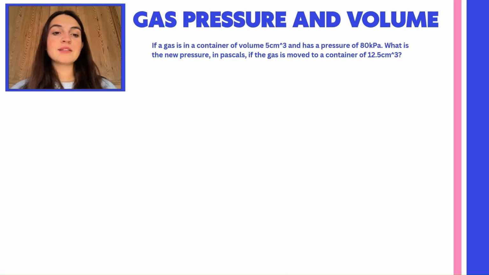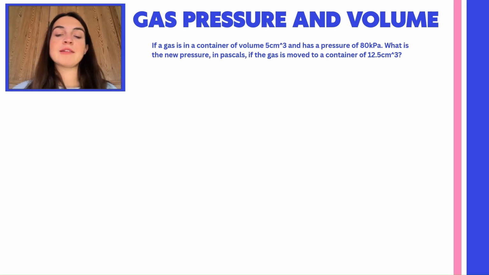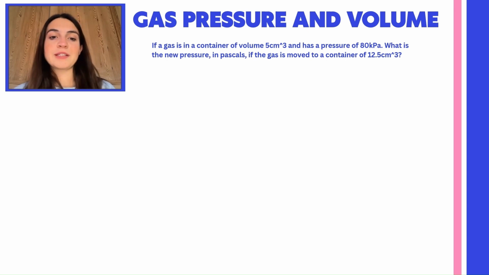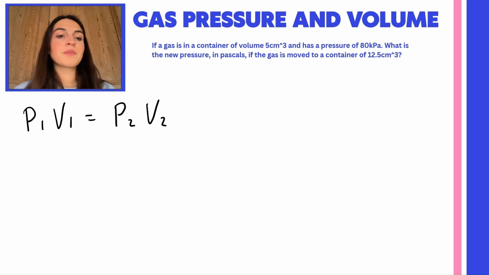So a gas is in a container with a volume of 5 centimeters cubed and a pressure of 80 kilopascals. What's the new pressure in pascals if the gas is moved to a container of 12.5 centimeters cubed? Okay, so my equation, as always, let me just write it out to begin with. P1V1 equals P2V2.